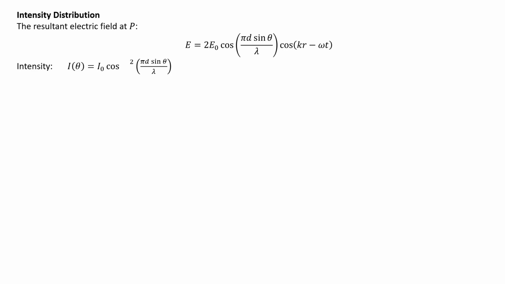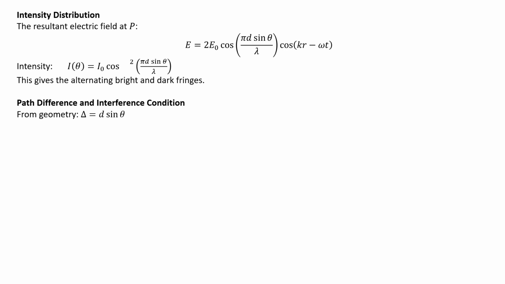We know that intensity is always proportional to E squared. So the intensity of the light, I theta, would be I max, or I naught, cos squared(pi d sine theta upon lambda). This gives alternating bright and dark fringes. We already know that the path difference delta equals d sine theta. So for sine theta to be a maximum, what should be there?